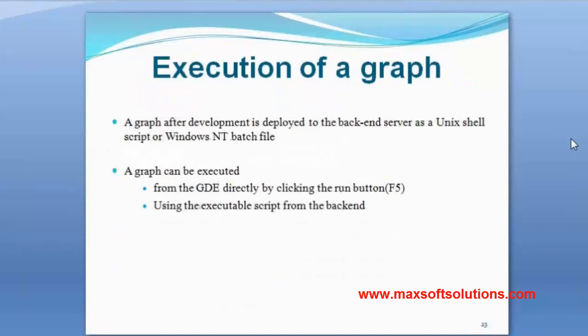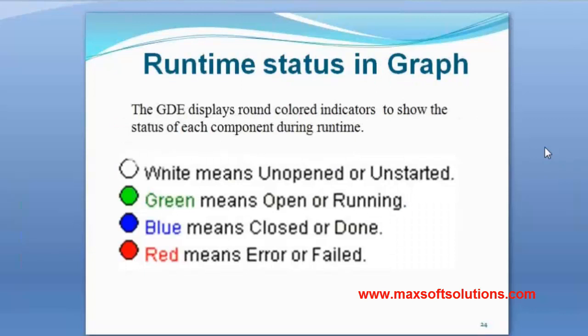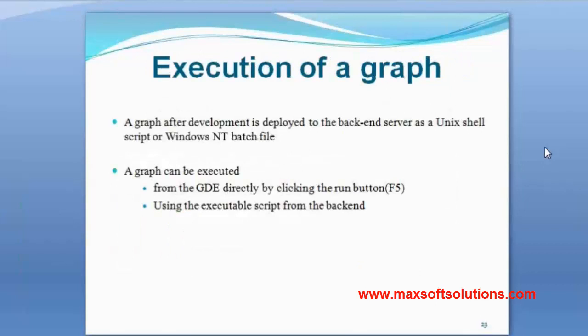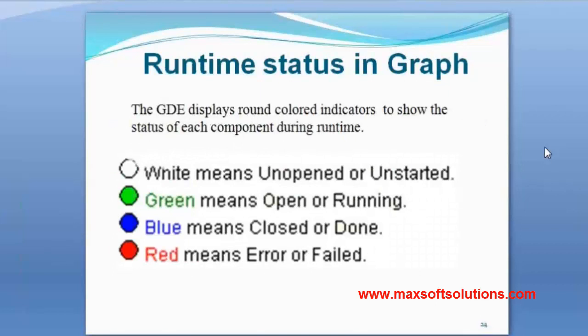How do you execute a graph? Either you can execute from the GDE or you can use a script from the backend. It is mentioned here, right? It can be deployed as a Unix shell script or a Windows NT batch file, that is the .bat file. I also understand the runtime status in a graph. You can skip it.